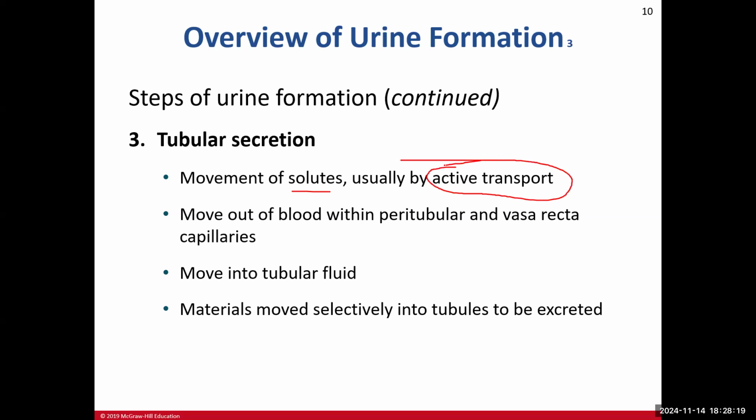And basically, when you're secreting something, you're going to be moving it from your peritubular capillaries and the vasa recta capillaries. We're going to be moving that stuff out of the blood back into the tubular fluid, and then we're going to pee it out. Right? So usually that's going to be if we do have an excess of something, like if there's too much bicarbonate, okay? If your blood pH is too high, if it's more alkaline, you're going to pee out bicarbonate.